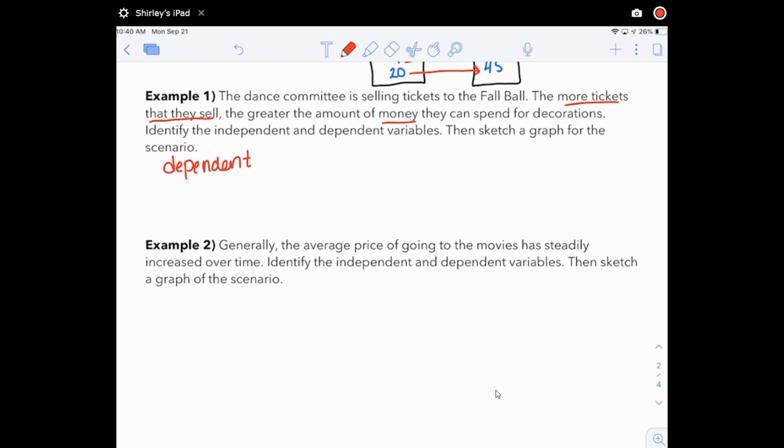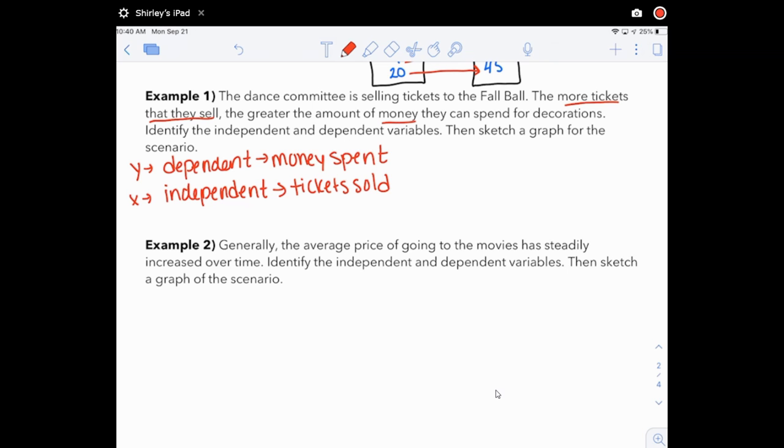in my mind, it's always easier to think about which one depends on the other one first. So in my mind, how many tickets I sell has nothing to do with the money that I spend. It's flip-flopped. So my money spent is dependent on how many tickets I sell. Your dependent variable is always your Y value. Your independent variable is always your X value.